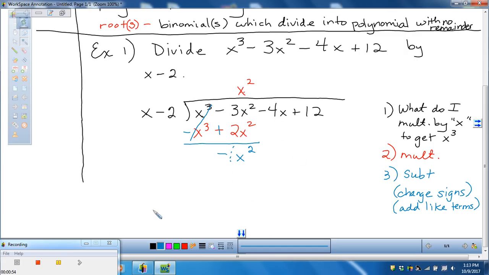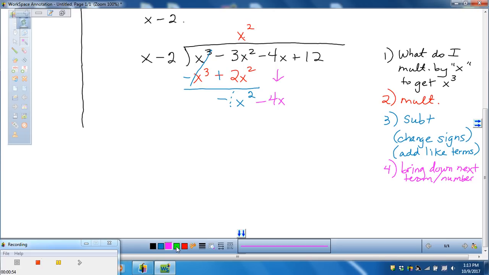And then I'm going to, just like in regular long division, bring down the next term, or number. So this is going to come down. So I now have that negative x squared minus 4x. And now I'm ready to go repeat these same steps again.